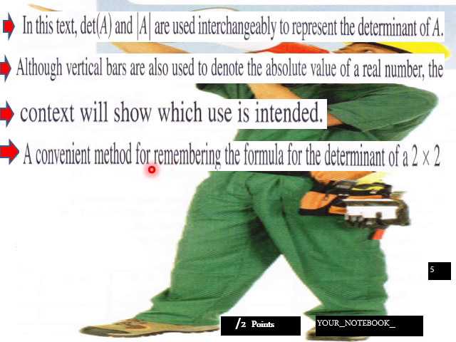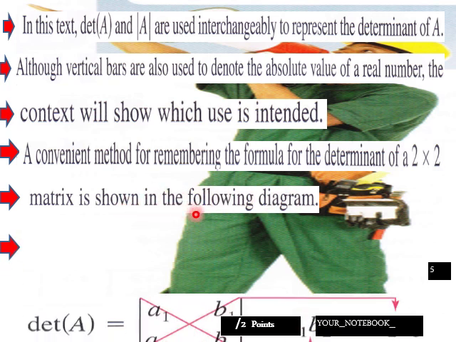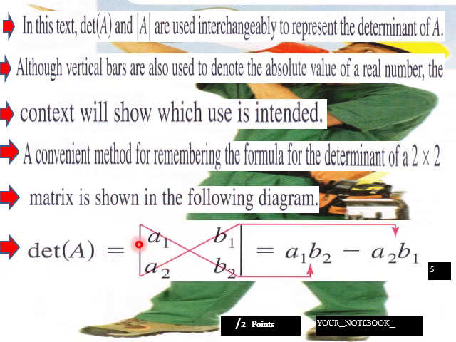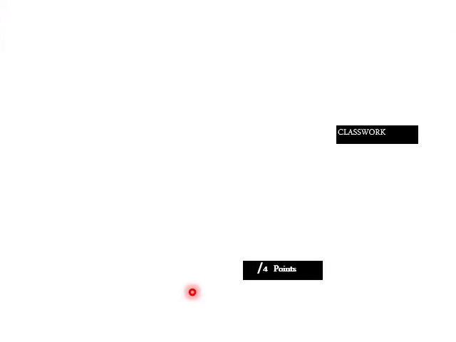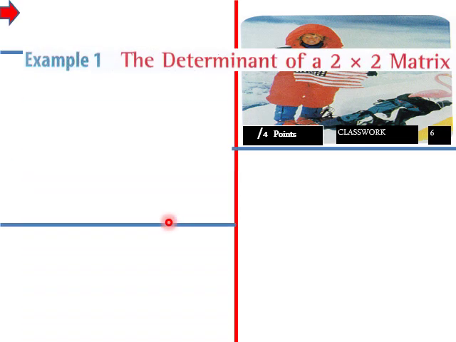A convenient method for remembering the formula for the determinant of a 2x2 matrix is shown in the following diagram. Here is your diagram: multiply that way and multiply that way, and then subtract. So a1b2 will be your first term, and a2b1 will be your second term. Note that the determinant is the difference of the products of the two diagonals of the matrix. So let's go into our first example.